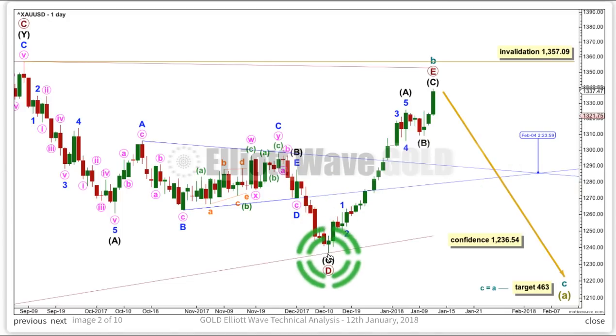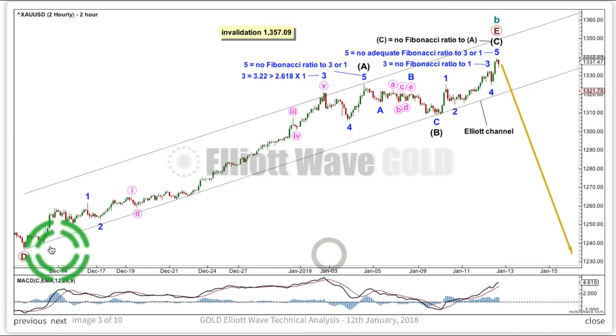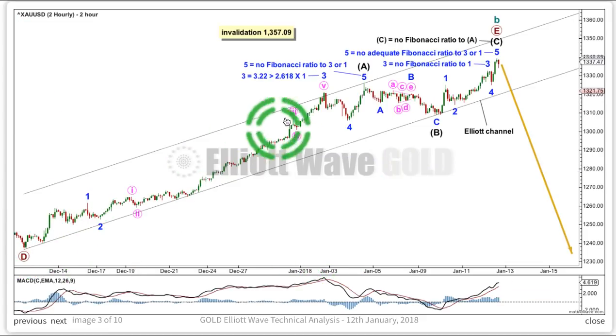Let's take a look quickly at all of possible primary E from the low down here, this point down here. 1, 2, 3, 4, 5 has a good fit. We have a good ratio between 3 and 1. No ratio between 1 and 5. It's just a little bit too far off equality in length with 1 to say there is a Fibonacci ratio there. This movement here fits really well as a zigzag. We've got a little contracting triangle in here for the B wave.